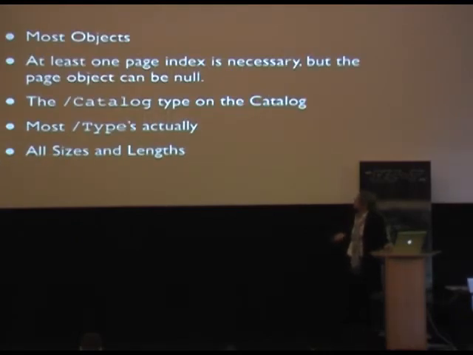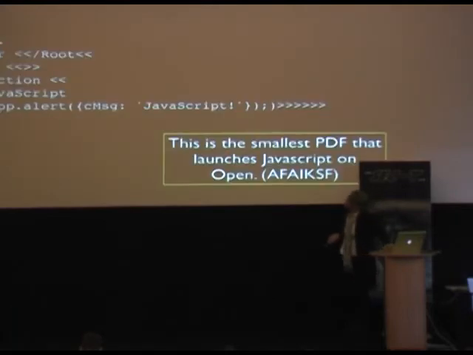You can leave just about every object out. You need one page index, but you don't actually need a page for it. There's a catalog type that is necessary, but most object types are just sort of assumed, so you can leave those out. And all the sizes and lengths of all your data can be left out. So if you take everything out of a PDF file, this is what you're left with, which is a well-formed PDF that will launch JavaScript. Well, yeah, basically any JavaScript when it's opened.